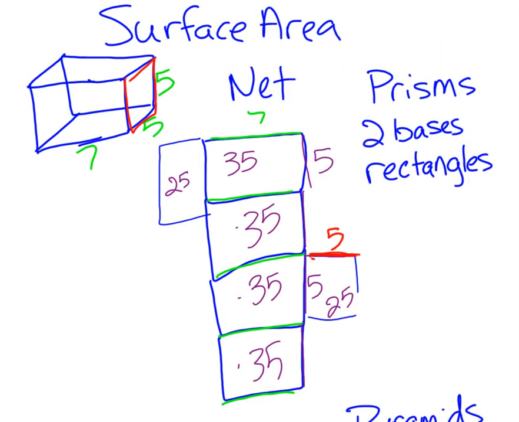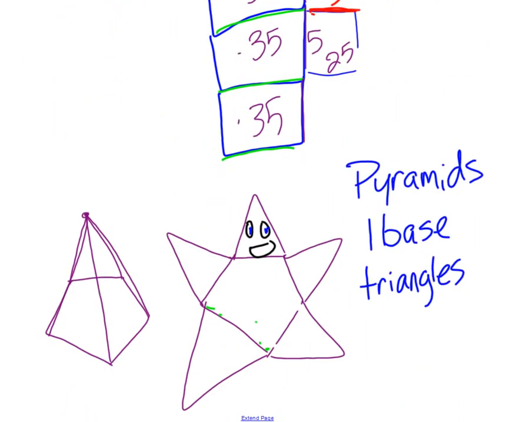So let's look at why it's a rectangle. If we have a cylinder, we have to draw that.